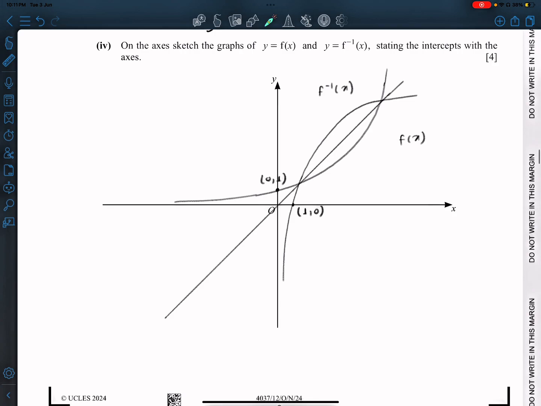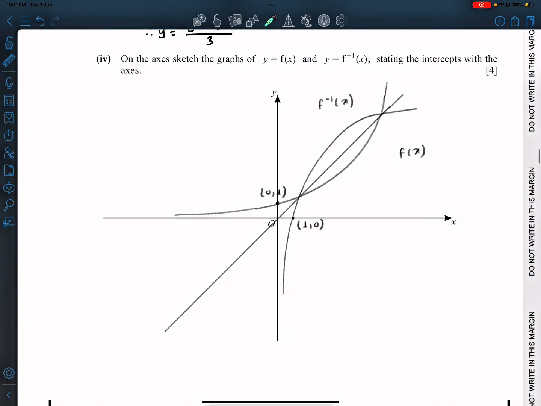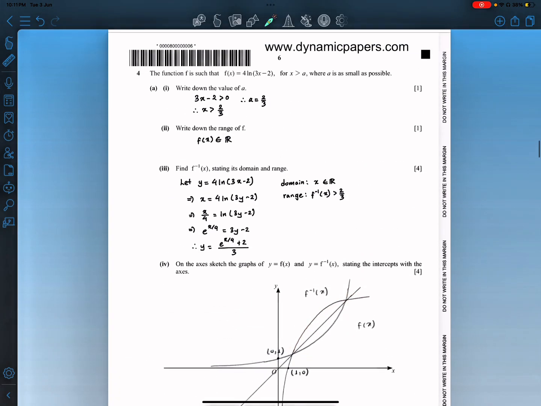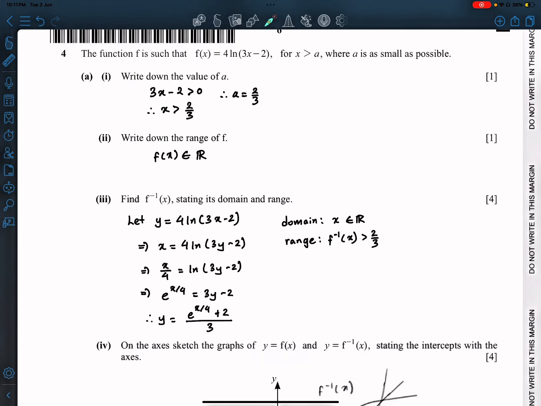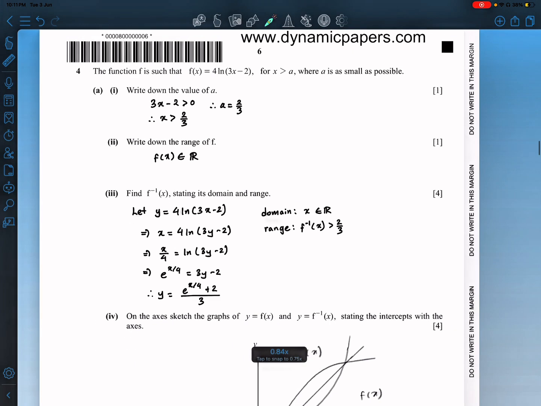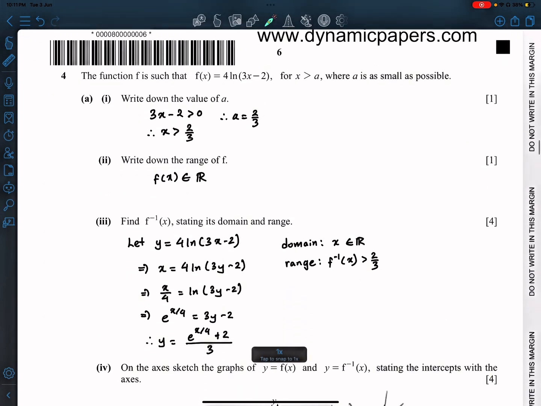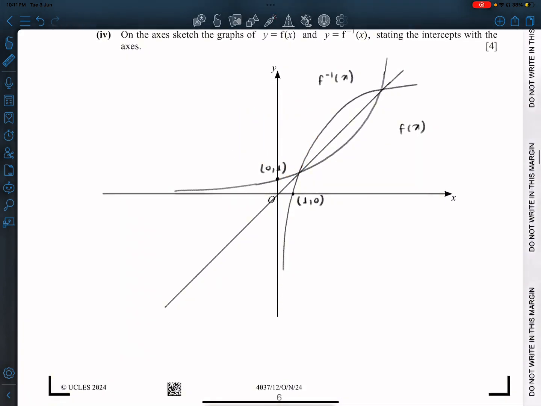Part 4. On the axis, sketch the graph of y equals f of x and y equals f inverse of x, stating the intercepts with the axis. So first we can draw the logarithmic function, as we know. That's how our graph is first given. It's wise to draw f of x first and then f inverse of x. So f of x is simply a logarithmic function.